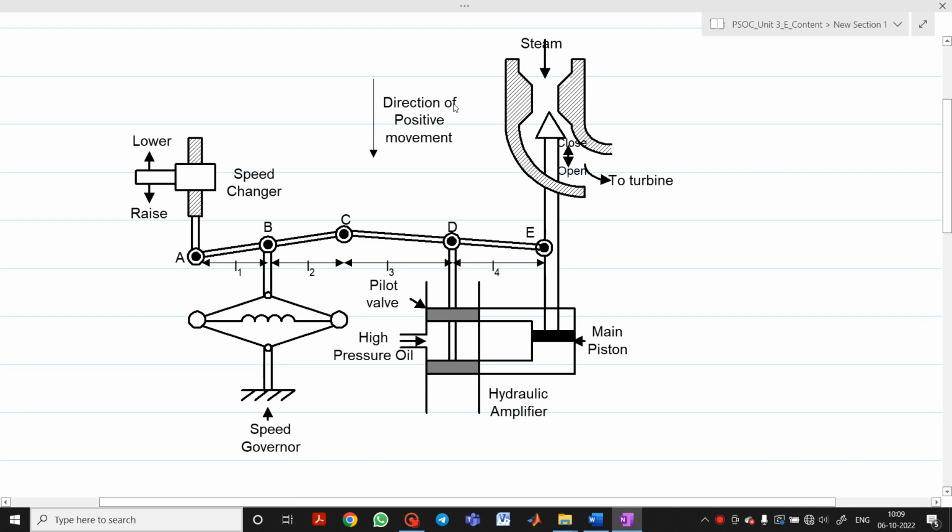Here you will see there are four important points. First one is the speed governor, second one is the hydraulic amplifier, third one is the linkage mechanism A, B, C, D, E, and fourth one is the speed changer.